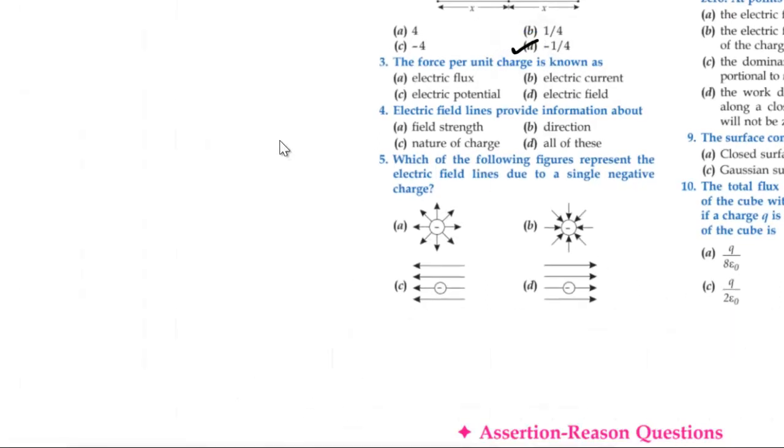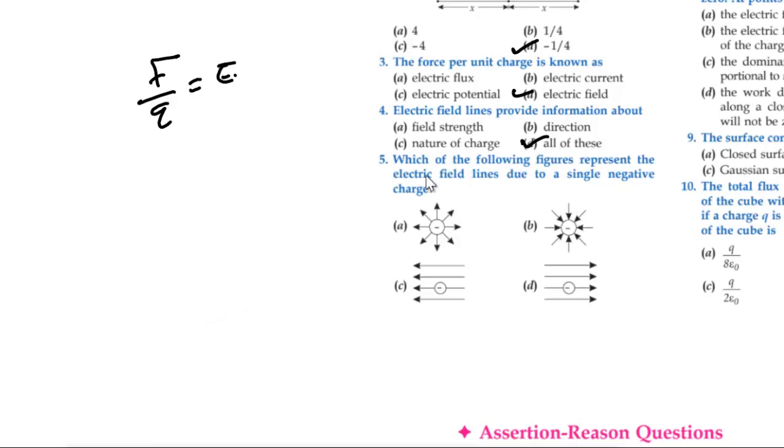We are going to discuss here: force per unit charge is known as F by Q. What is F by Q? E equals F by Q. So the answer is electric field. Electric field is force per unit charge. Next question. Electric field lines provide information about field strength, direction, nature of the charge, all of this. Electric field lines provide information about field strength also, direction also, and nature of charge also. So here the answer is all of this.